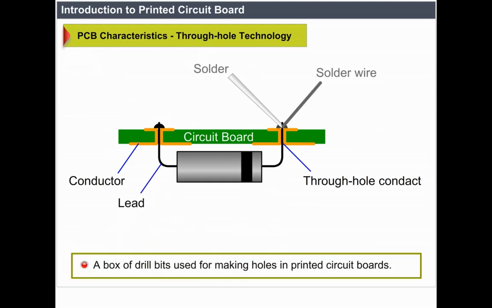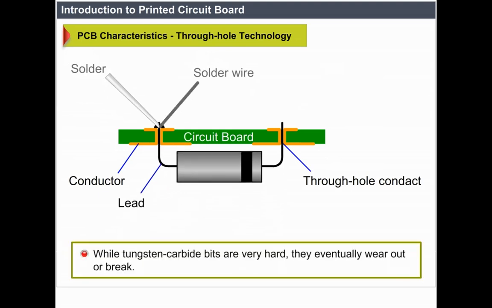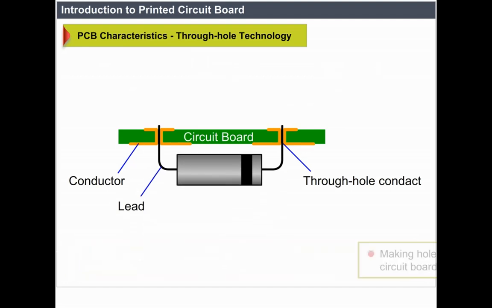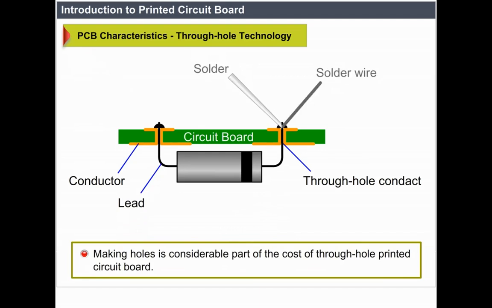A box of drill bits used for making holes in printed circuit boards. While tungsten carbide bits are very hard, they eventually wear out or break. Making holes is a considerable part of the cost of a through-hole printed circuit board.